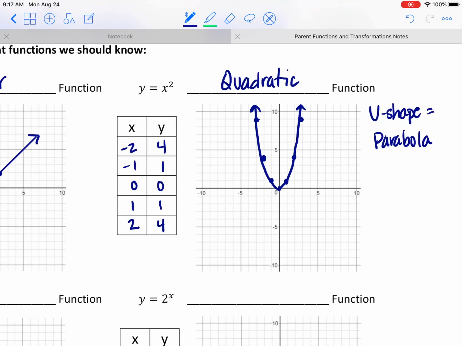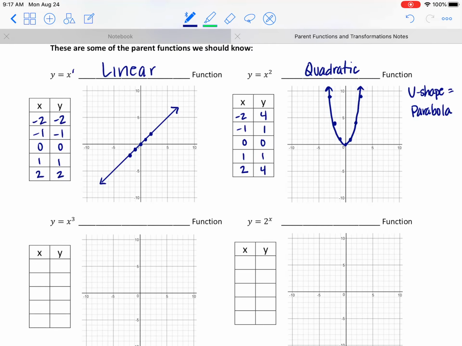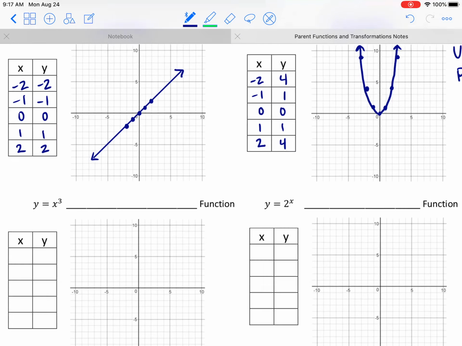Now when we start putting other numbers in there, like y equals x squared plus 1, or y equals x minus 1 squared, or putting other things in there, it's going to transform that parabola so that it could shift, or it could be a wider parabola, it could be upside down, but every time it's a quadratic function, it's still going to make a parabola. Okay? So there's our parent quadratic, and again, we're looking for that y equals x squared to identify that quadratic.